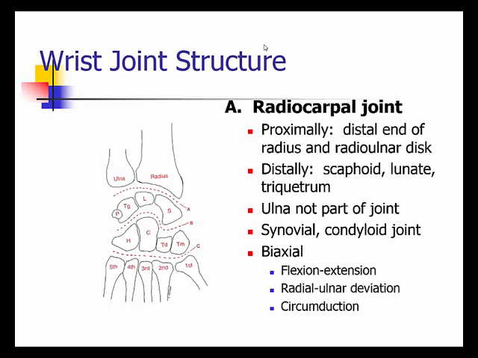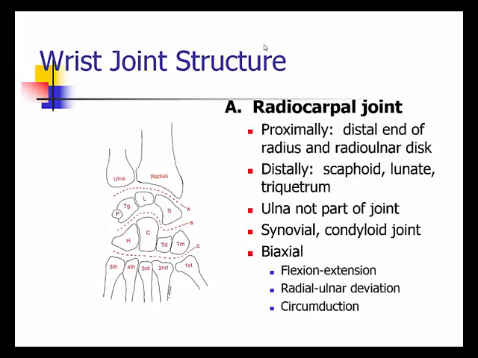Alright, so here's a good picture of the wrist joint itself. So we're going to go through the two joints mentioned before. The radiocarpal joint is approximately the distal end of the radius and the radioulnar disc. Distally, it's the scaphoid, lunate, and triquetrum. The ulna is not part of this joint because there's an articular disc located between the ulna and the proximal row of carpals.